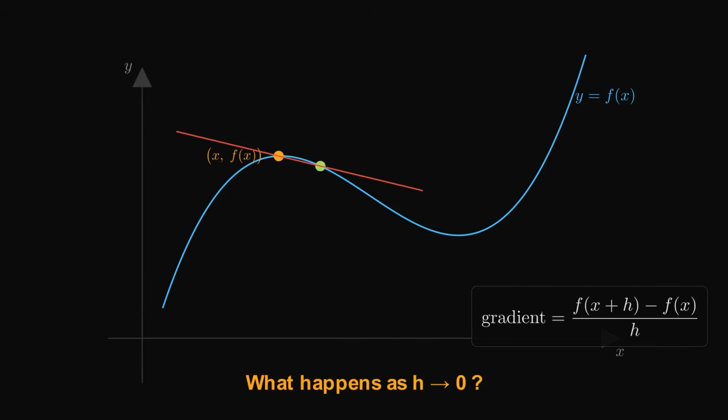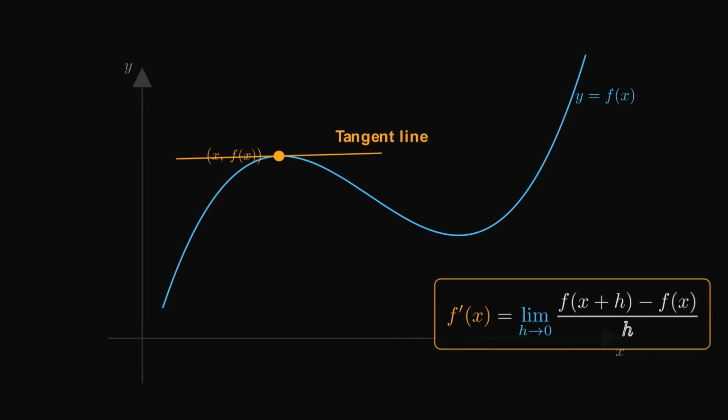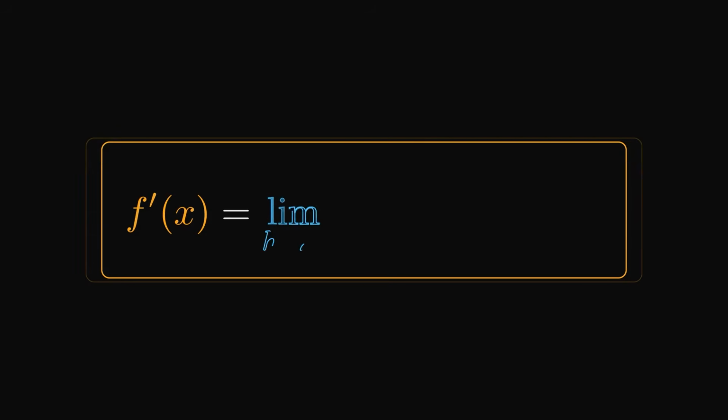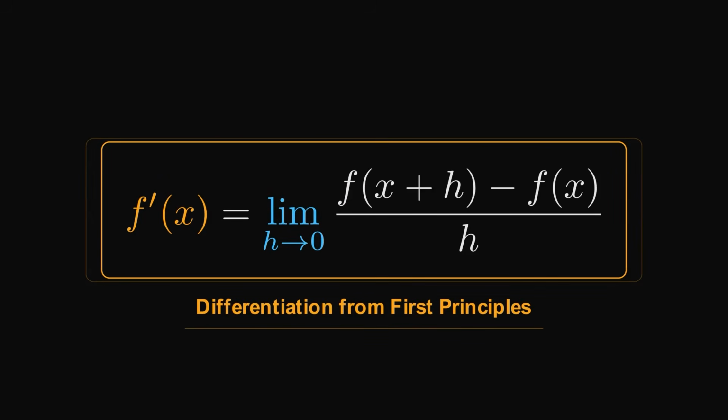As h shrinks towards 0, the secant line gets closer and closer to a line that just touches the curve at that point. That line is the tangent, and the gradient of the tangent is what we call the derivative. So in notational form, we can say that f dash of x is equal to the limit as h approaches 0 of f of x plus h minus f of x over h. That right there is differentiation from first principles.